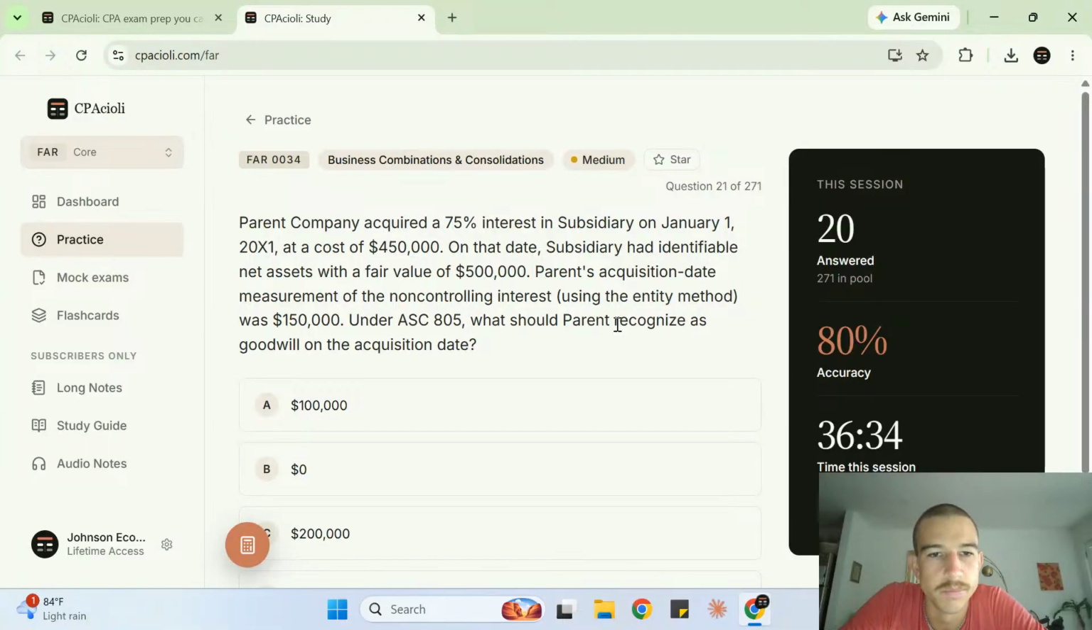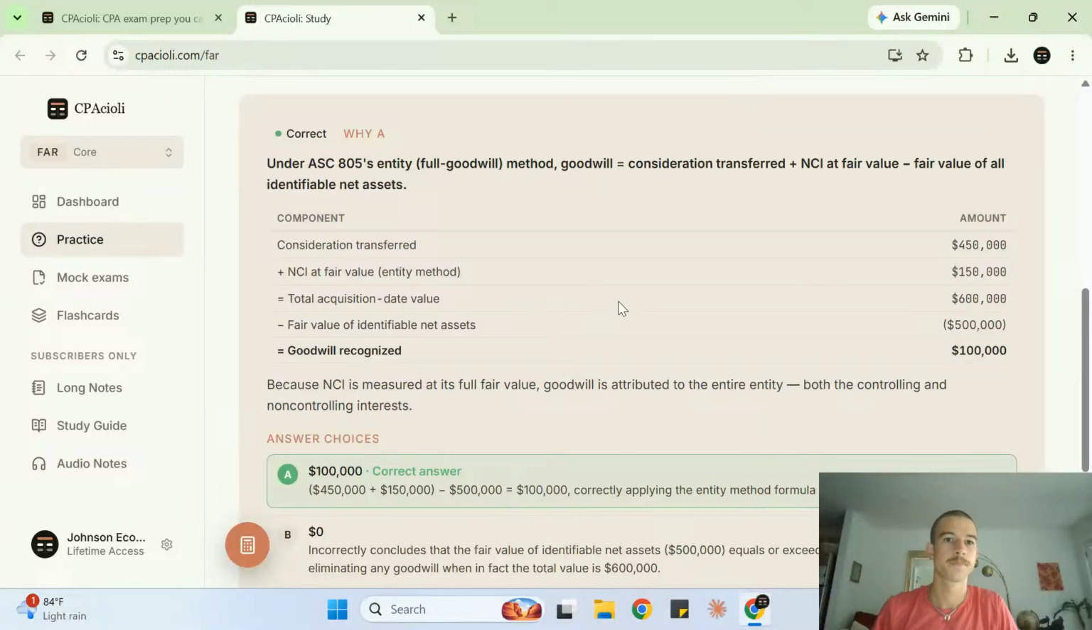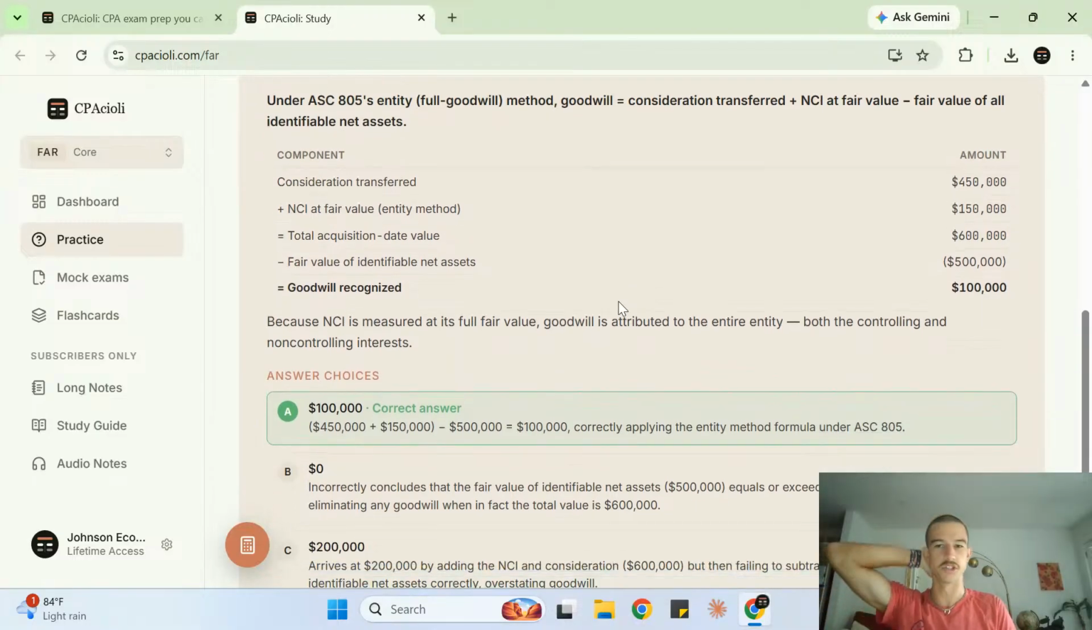The parent's measurement of non-controlling interest is 150 of what they bought. So it was a 450 controlling interest plus the 150 non-controlling interest is 600. And the subsidiary had identifiable net assets with fair value of 500. So you take the difference, and that's the goodwill. So 600 minus 500 is 100. Under ASC 805's full goodwill method, goodwill equals consideration transferred plus NCI minus the fair value of all identifiable net assets equals the goodwill recognized.